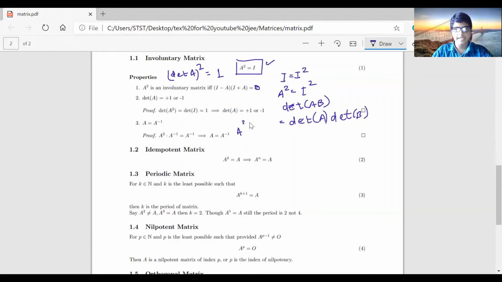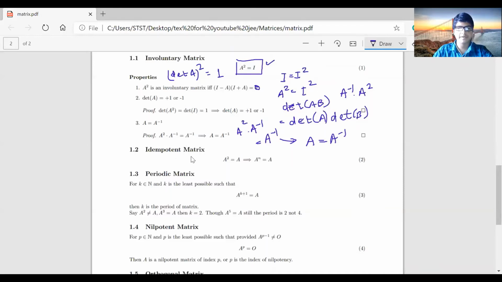So how to obtain that? A square, just multiply A inverse on the right to both. So you obtain A square into A inverse equal to A inverse. Right means on the right like this, and left would have been A inverse into A square. So this is right multiplication, and you obtain A equal to A inverse because LHS is equal to A. So these are the three properties for involutory matrices.